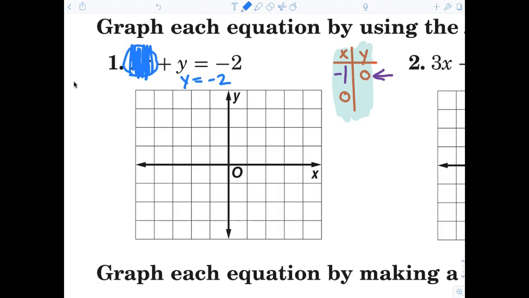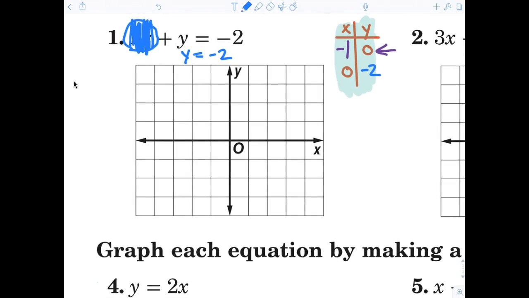So now, we've just found the x-intercept and the y-intercept. Now watch how simple it is to graph. We plot the points: -1, 0. So I'm going to plot -1, 0. And then I'm going to plot 0, -2. And now we're going to draw the line.